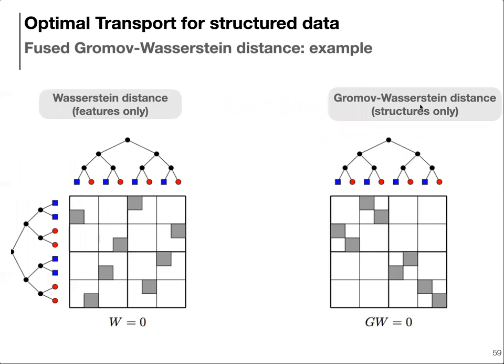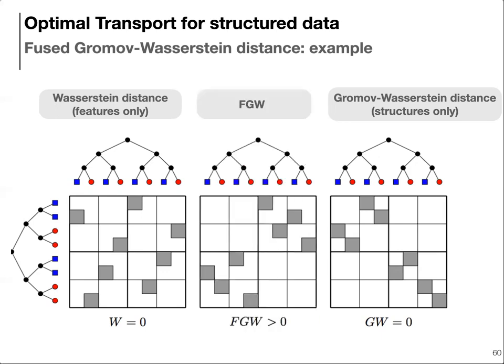Now, if we want to compute the Gromov-Wasserstein distance, because the structure of the trees are just the same, then the distance will be null as well. But if we take the fused Gromov-Wasserstein, then we can show that it will always be positive, because you need to make a trade-off between associating the same elements at the same position in the structure, and also associating elements that share the same property, being blue or being red. But in this case, for all the values of alpha excluded zero and one, the fused Gromov-Wasserstein would be positive.